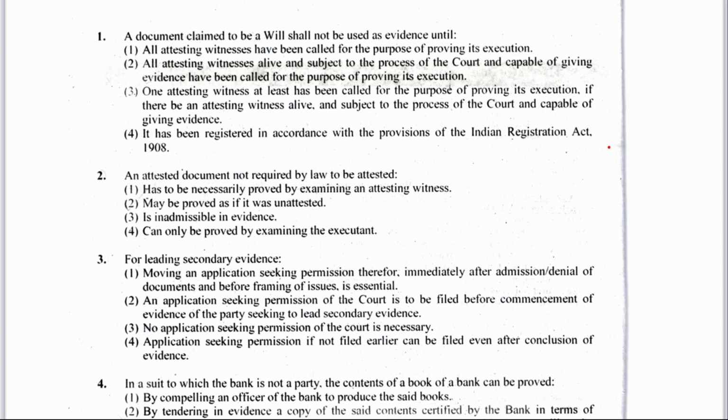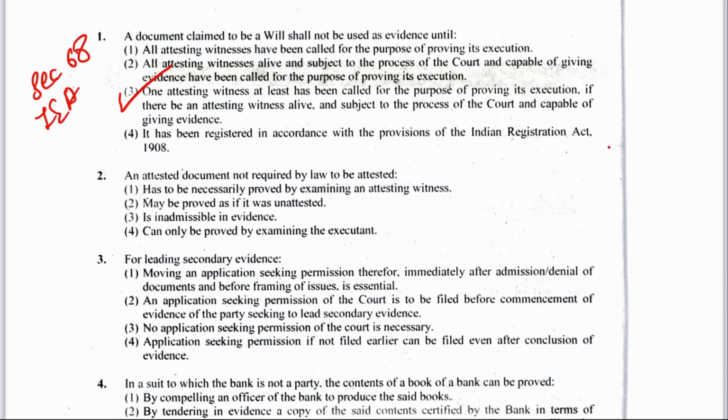Option 3. One attesting witness at least has been called for the purpose of proving its execution, if there be an attesting witness alive and subject to the process of the court and capable of giving evidence. And option 4, it has been registered in accordance with the provision of Indian Registration Act 1908. Well, the correct answer is option number 3, and it is mentioned in section 68 of Indian Evidence Act, which talks about proof of execution of document required by law to be attested.